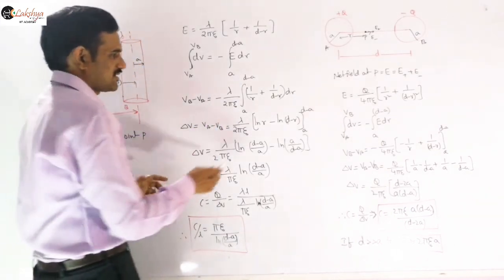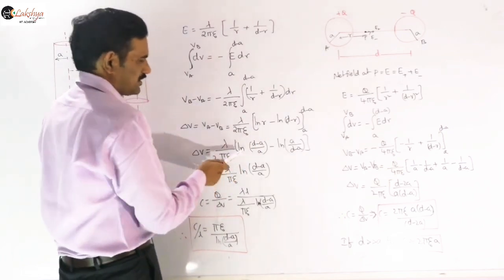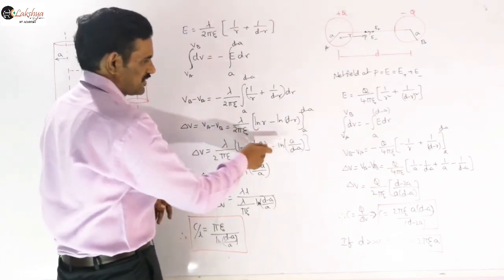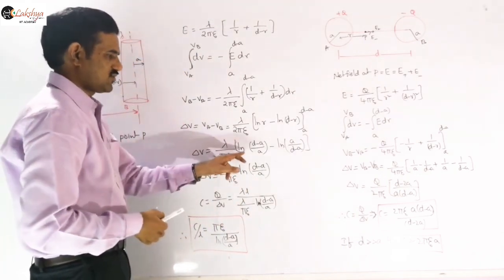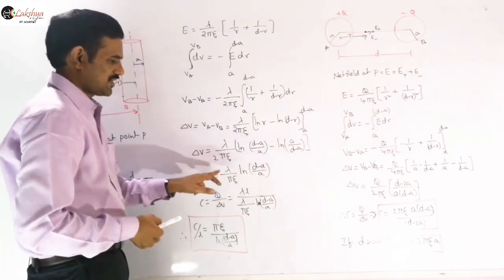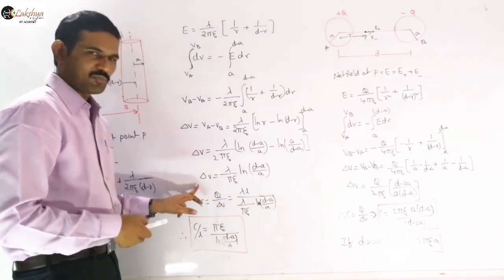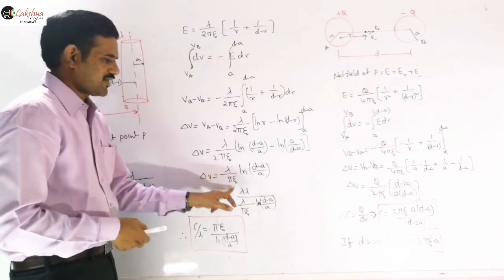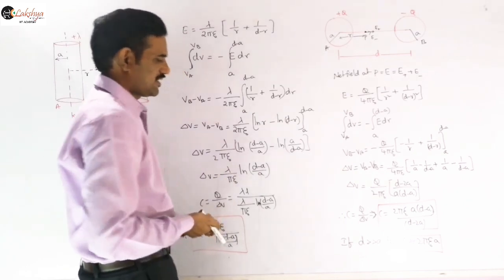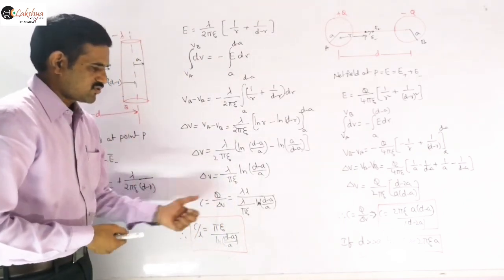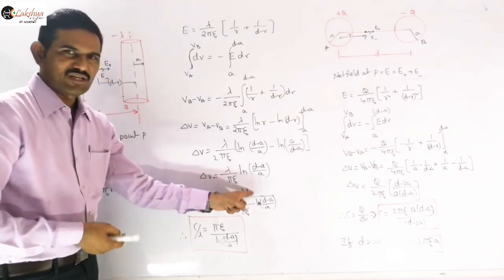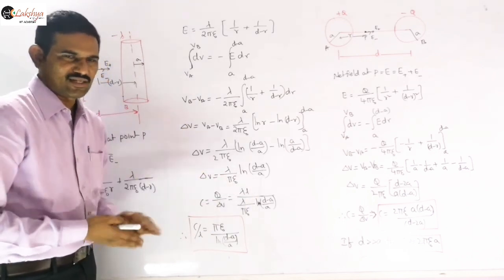Substituting the limits into ln r and simplifying, we get 2 times this value, so I cancel the 2. Finally our potential difference is lambda by pi epsilon naught into ln of d minus a by a. Then C is equal to Q by delta V by the capacitance definition, and that Q value we can write as lambda L, assuming L is the length of the wire.